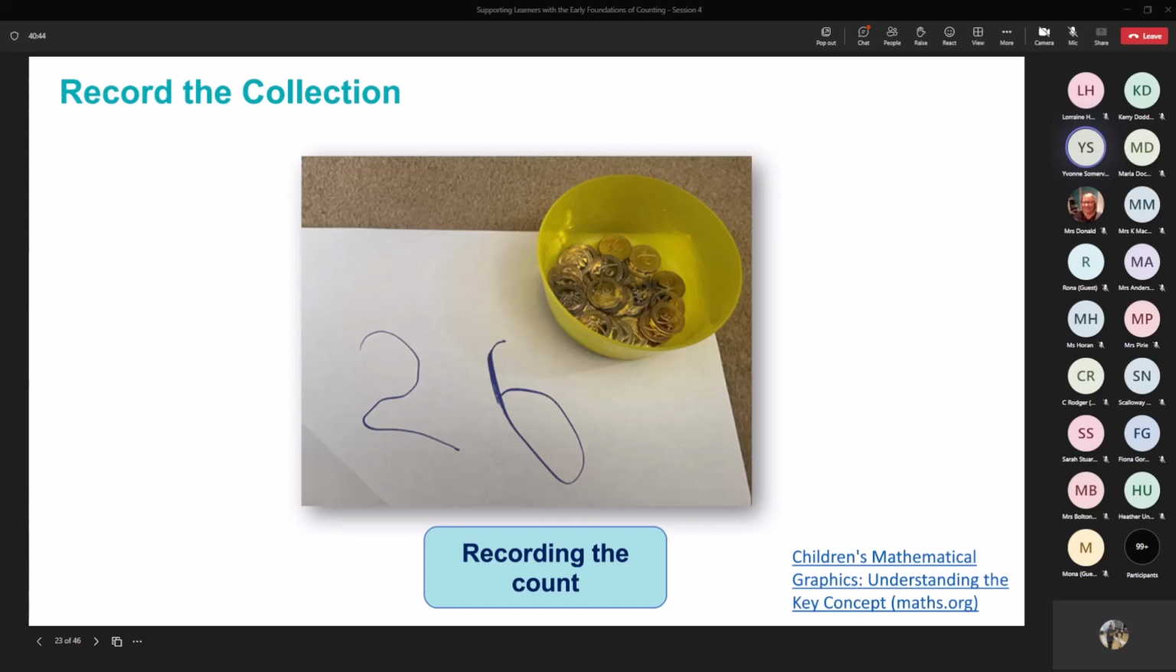One of the tasks on tonight's takeaway grid is actually exploring children's mathematical graphic making or mathematical mark making, depending on whose research you're reading.